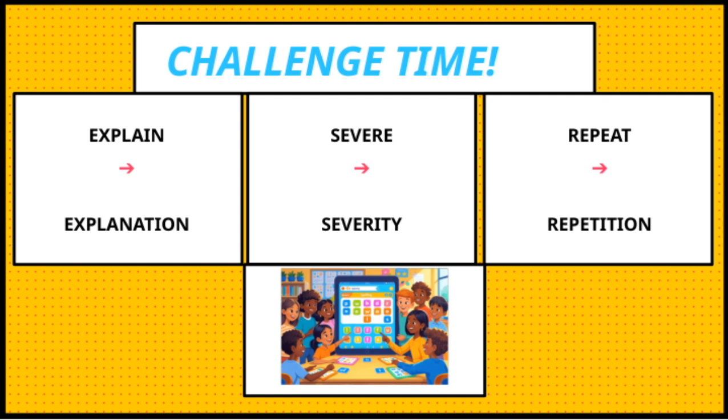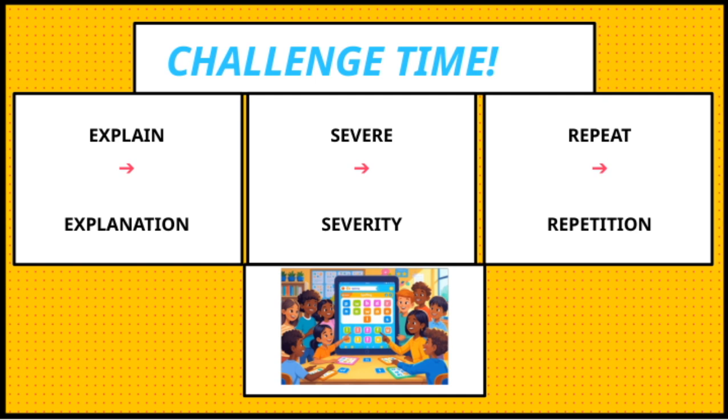Next, there's severity. This points to how serious or critical a situation or problem might be. When something is severe, it indicates a high level of importance or urgency that we need to address. Then we have explanation. This reminds us that clear, thorough explanations are essential for effective communication. When we explain, we're making complex ideas understandable and accessible to others.